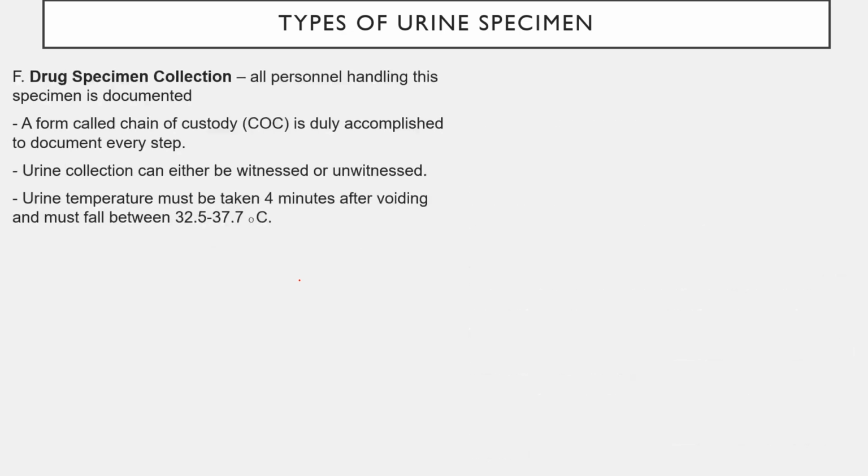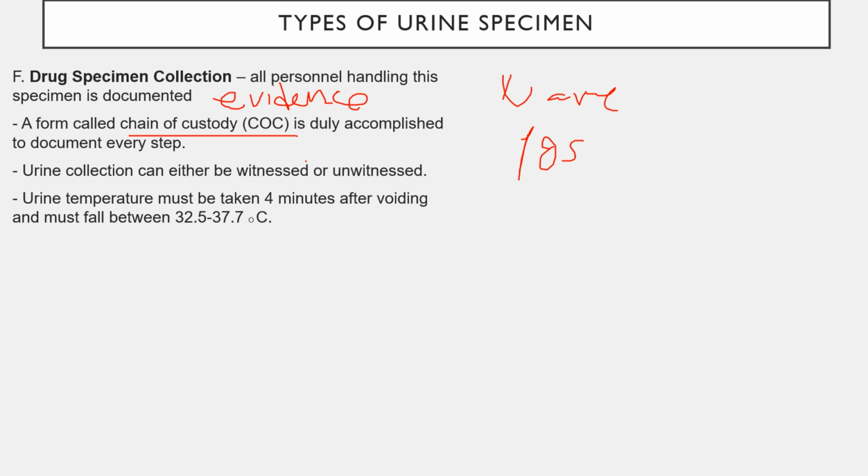Then we have your drug specimen collection, class. So all personnel handling this specimen is documented. So when you say documented, the name and the position are known kung sino yung nag-handle ng specimen. A form called the chain of custody, class, is duly accomplished to document every step. Yung chain of custody na yan, class, maririnig mo yan sa mga police, especially pag magta-transfer sila ng evidence. So they need to provide a chain of custody. Kanino napunta yung sample? What was the name of the person who took the sample?